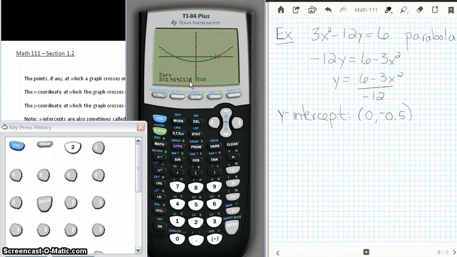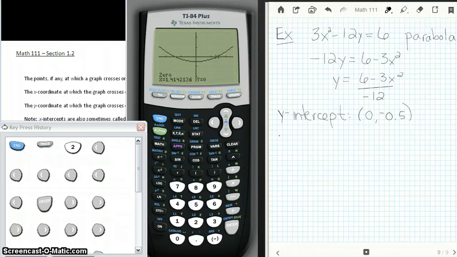Well, we can't say exactly because this is actually an approximation, but we can say that this x-intercept is happening at, and we can just maybe use the first 3 decimal places, 1.414, comma 0, right? That's one x-intercept. There's also another. I'll let you find that other one on your own, but I will tell you that it will be, so you can check your answer, negative 1.414, comma 0.